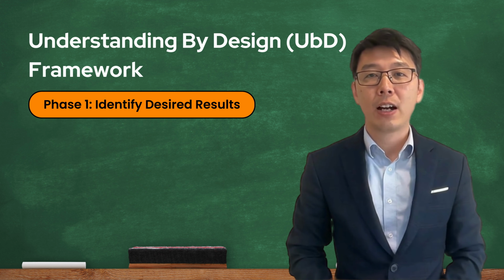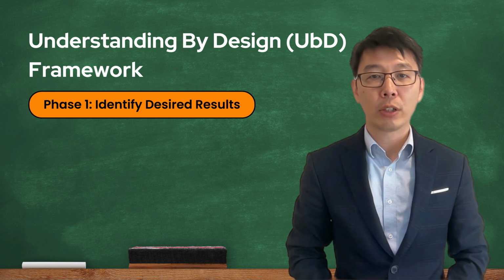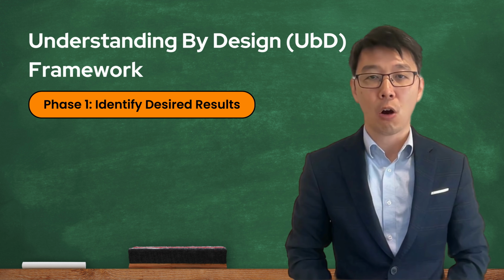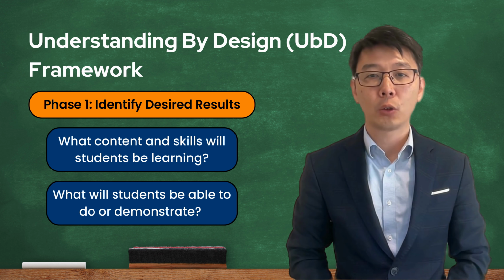Phase 1 is identify desired results. Use the standards to identify desired results and establish the learning goals. What content and skills will students be learning? What will students be able to do or demonstrate?